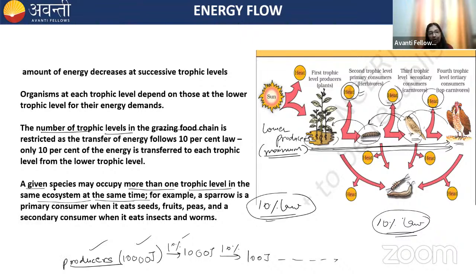And there's one more important point: a given species may occupy more than one trophic level in the same ecosystem at the same time. For example, the sparrow can act as a primary consumer when it feeds on seeds, fruit, and peas, and it can also act as a secondary consumer when it feeds on insects and worms. So a given species can occupy more than one trophic level in the same ecosystem at the same time.